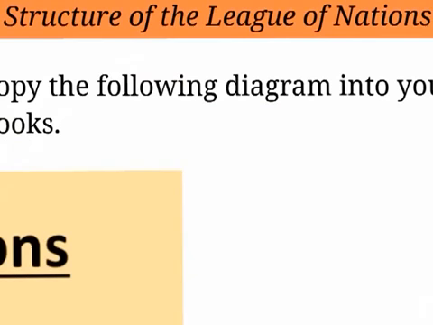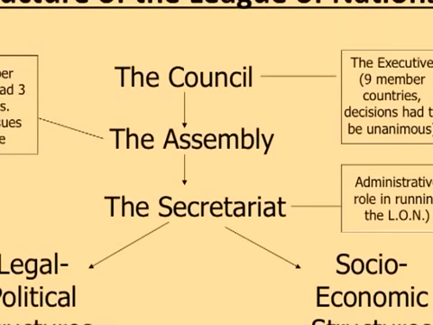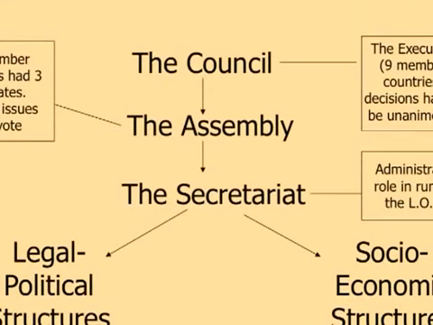The League of Nations was structured as follows. Please pause this and copy it into your books. You've got the Council, then the Assembly, then the Secretariat. The Council had 9 member countries. Everyone had to agree; the Council's decisions had to be unanimous. The Assembly was all countries, and they had 3 delegates, and each country got a vote, and they would discuss the issues and finally vote on them.